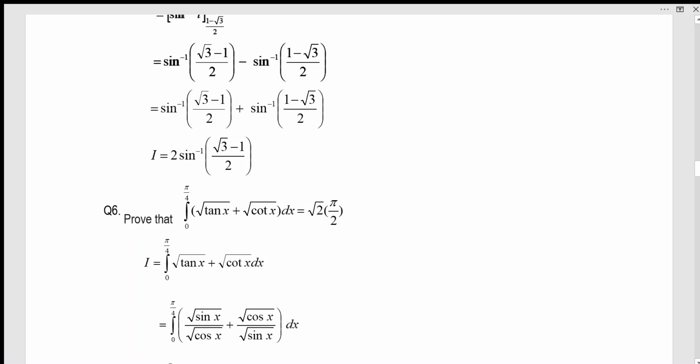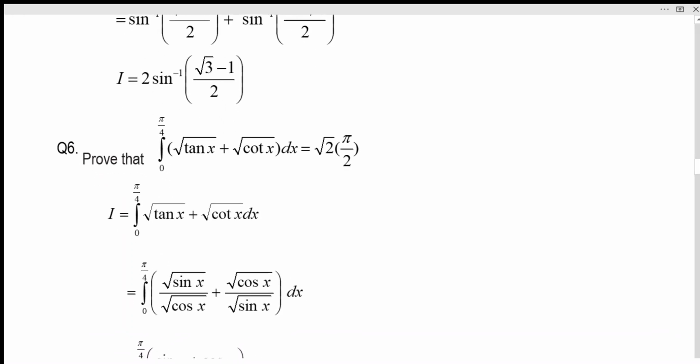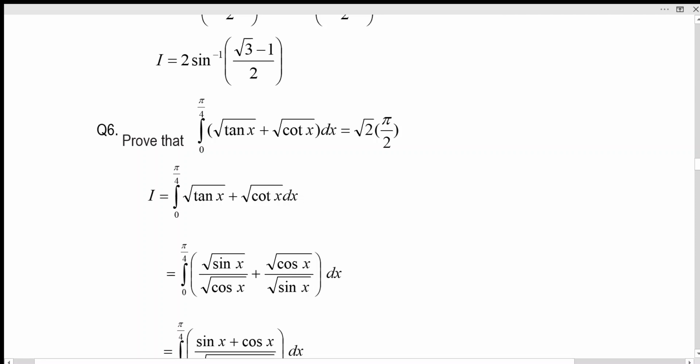All right, now coming to the next question, question number 6. Reading out the question for you: the integral from 0 to pi by 2 of under root tan x plus under root cot x is equal to under root 2 into pi by 2. You have to prove this.